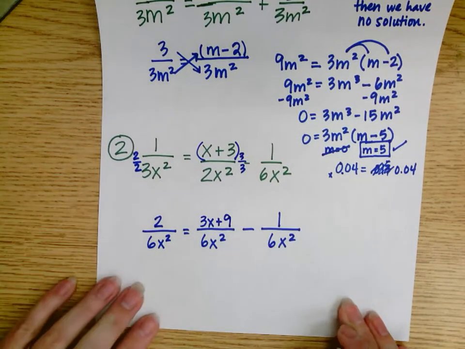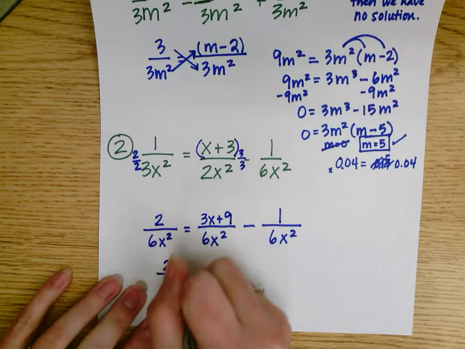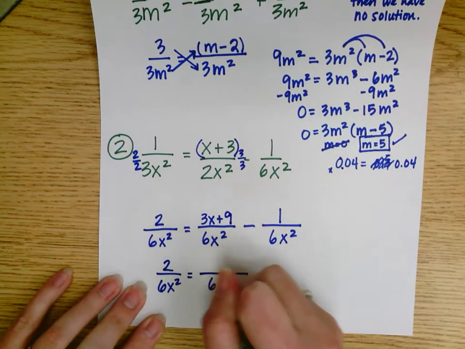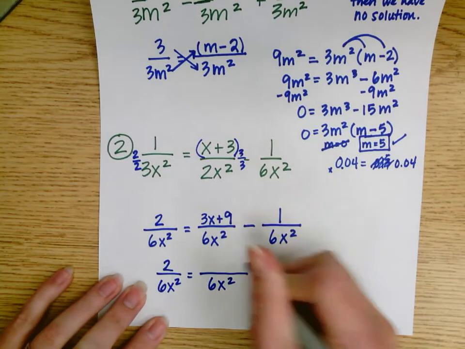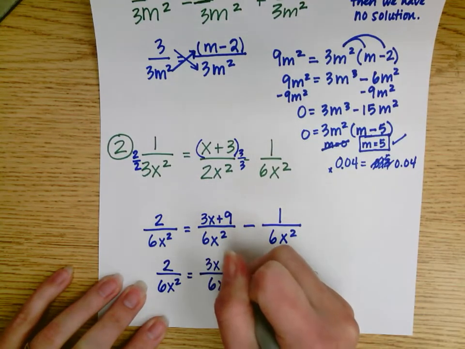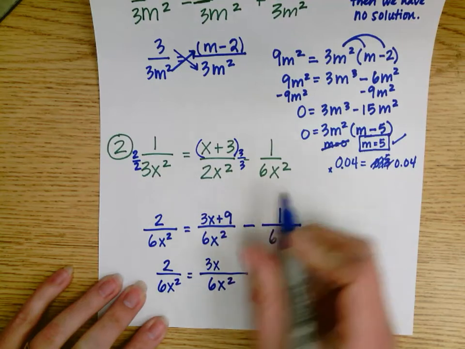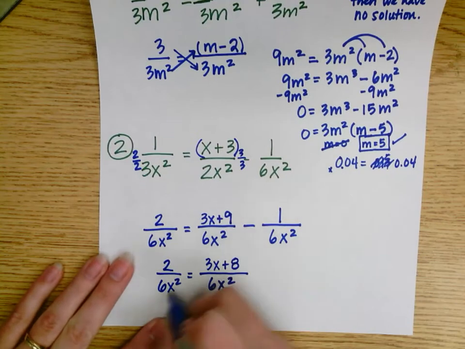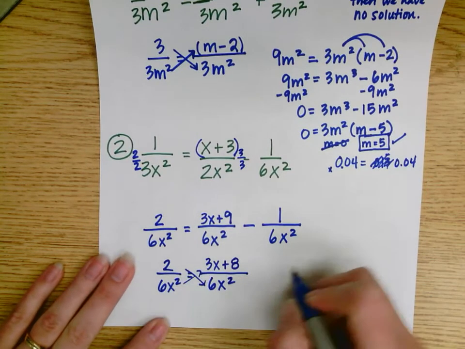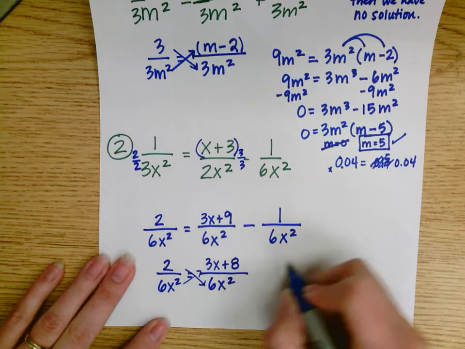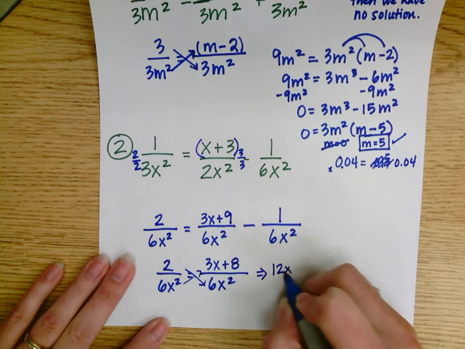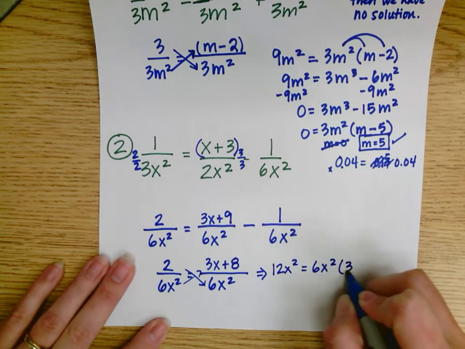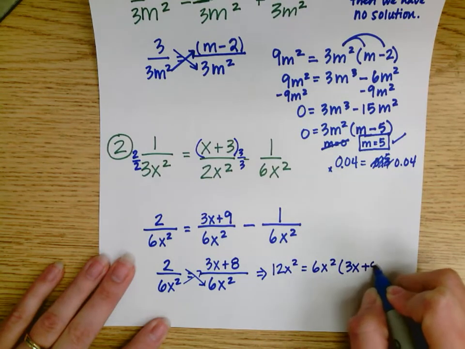Alright, and then we are going to combine my right-hand fractions. So I'm going to have 3x plus 9 minus 1, right? You see that? 9 minus 1. 9 minus 1 is 8. And then we'll do our little cross multiplying thing. So I'll have 2 times 6x squared is 12x squared. And then 6x squared times 3x plus 8.